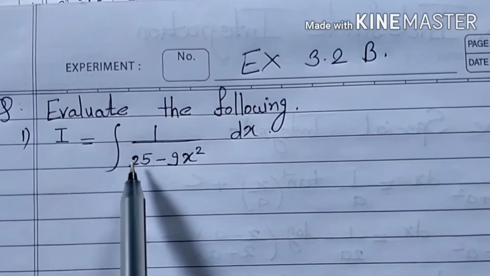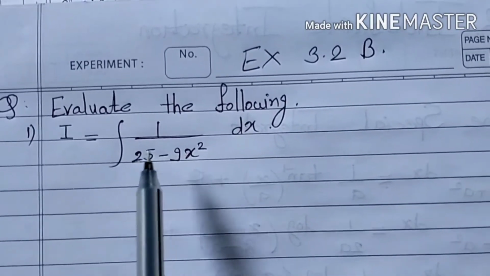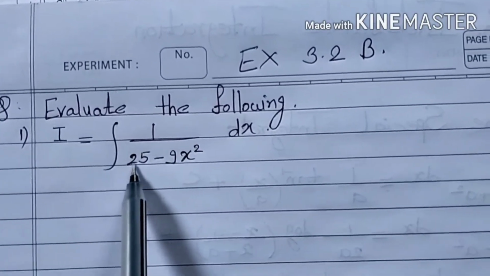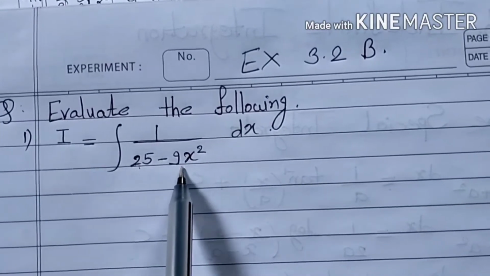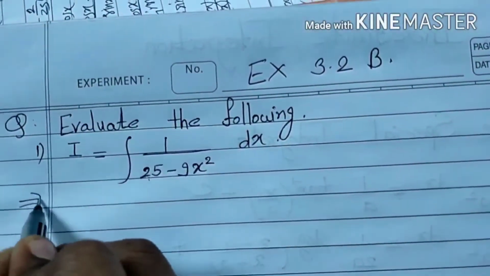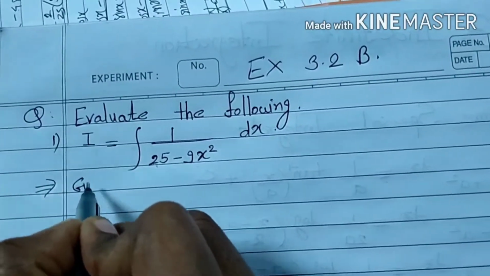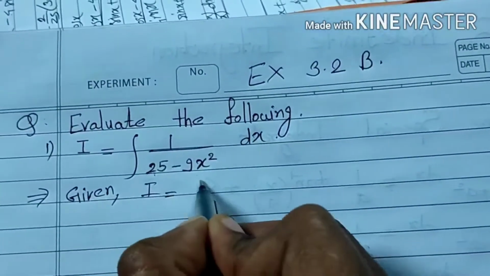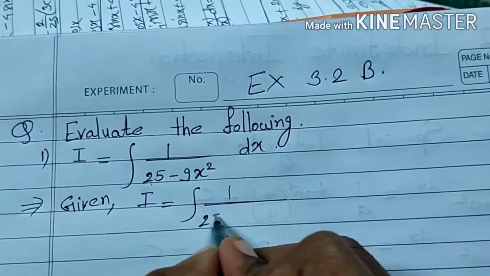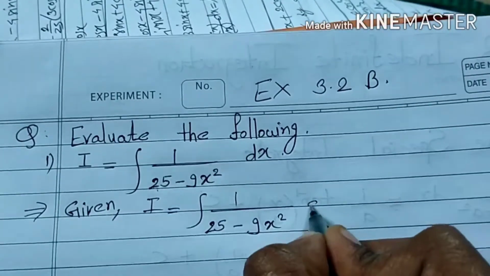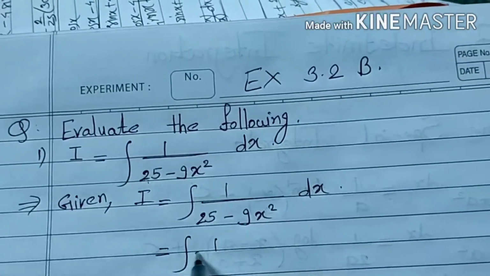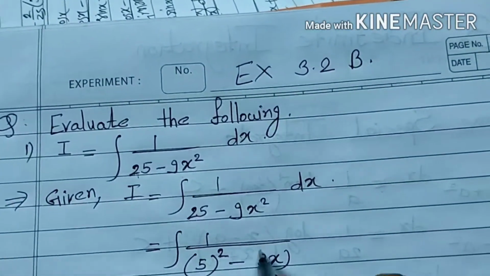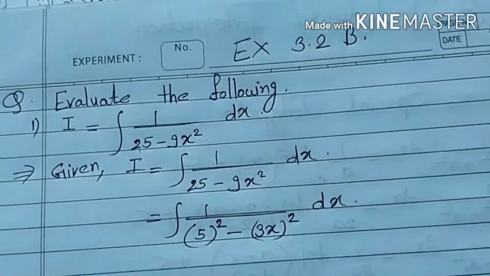So what is our formula? Integration of 1 upon a square minus x square dx. For that, this is the square of 5 and this is the square of 3x. So first write the given: I is equal to integration of 1 upon 25 minus 9x square dx. It is the square of 5, so write 5 square. It is the square of 3x, so write 3x square.